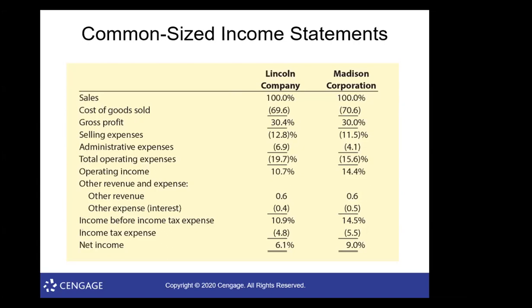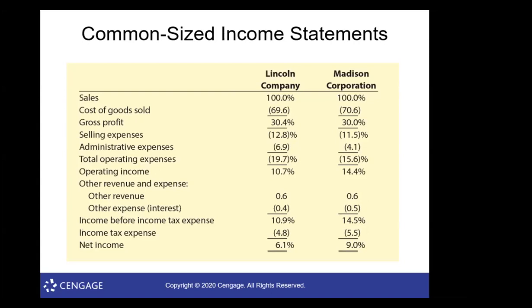So in this case, gross profit is about the same, 30% for Madison, 30.4% for Lincoln. Selling expenses are a bit higher for Lincoln. Administrative expenses are a bit higher for Lincoln.